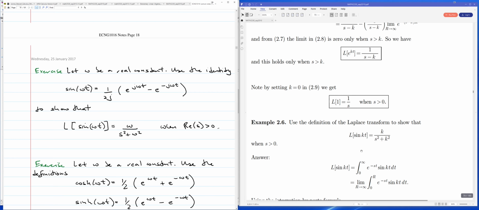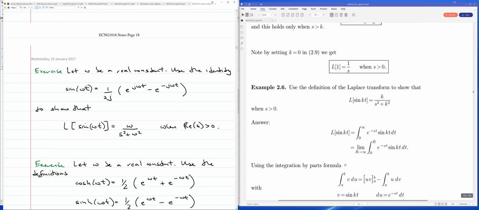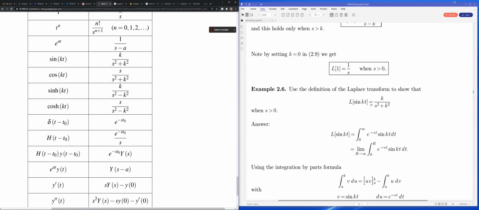So this particular proof of Laplace of sine kt being k on s squared plus k squared, I don't require you to know. However, I do expect you to be able to take the Laplace transform of certain functions from first principles, especially the piecewise defined ones, and we will see that in a later lecture. Alright, so Laplace of sine kt is k on s squared plus k squared when s is bigger than 0.